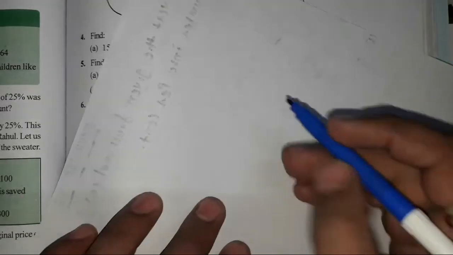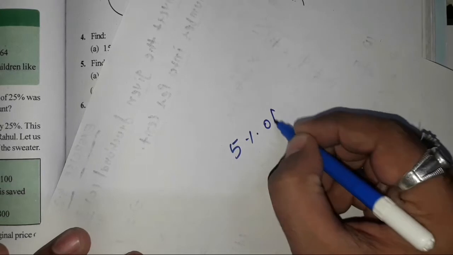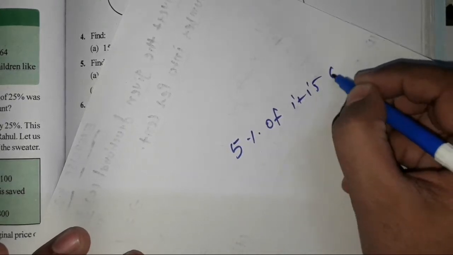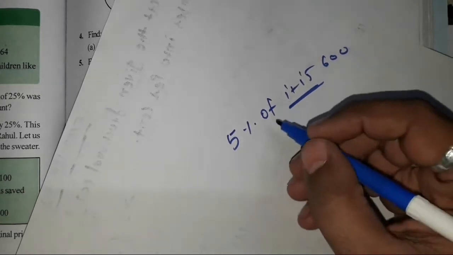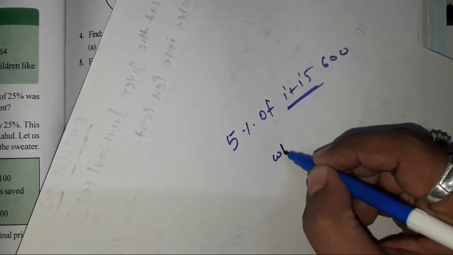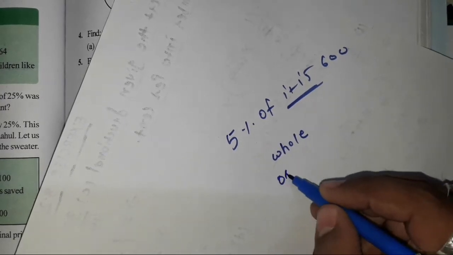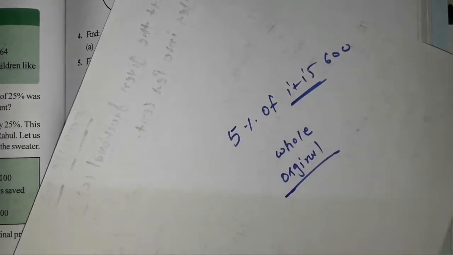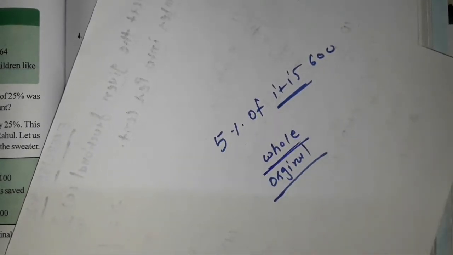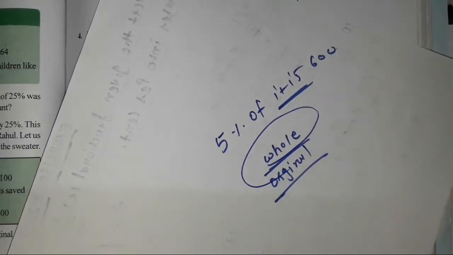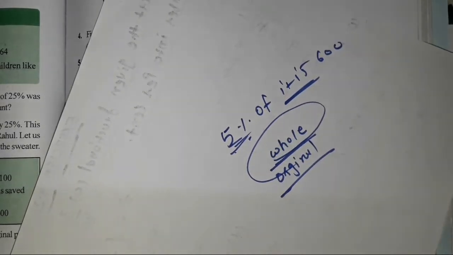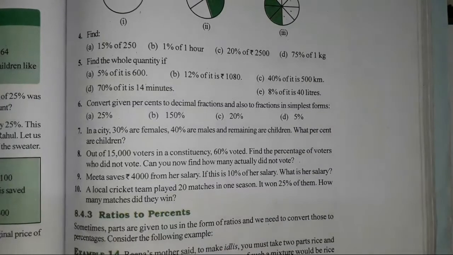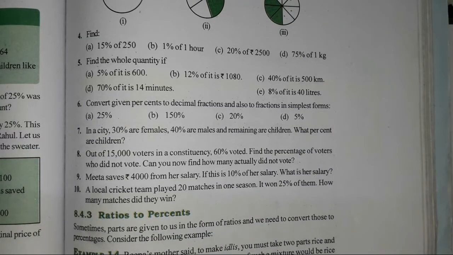So here it is given that 5% of it is 600, but whose 5% is 600, that is what we have to find. So we have to find the whole quantity, or we can say the original quantity, because from that whole quantity we have to find some percentage of the amount that is given to us. How to solve this type of question, when we see the example, you will understand all those things very carefully.